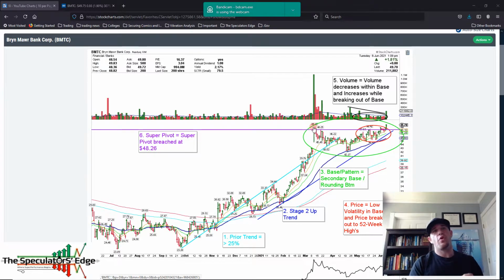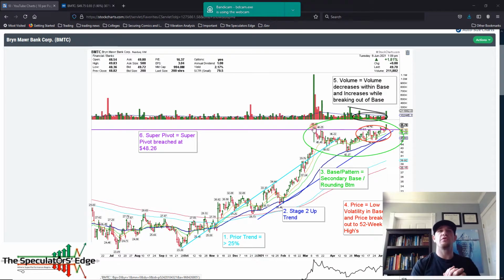Next thing that we look for is the cycle of the stock. Where is the price action within the cycle of the stock? The cycles will be stage 1, 2, 3, and 4. We want to be buying in a stage 2 uptrend, which is an accumulation phase where institutions are buying this stock. So we got a lot of volume pumping in, a lot of demand. So we are in a stage 2 uptrend.